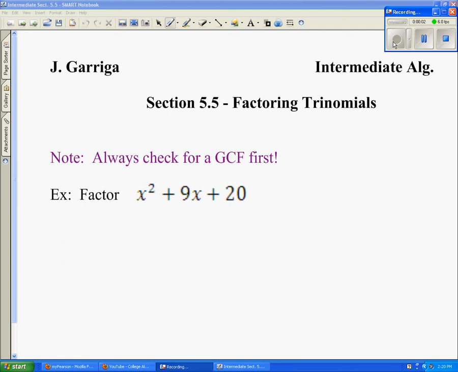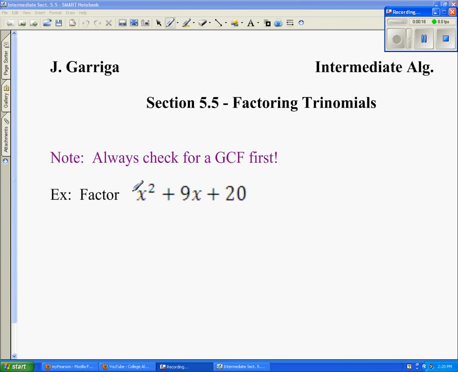In section 5.5, we're going to be factoring trinomials. The first thing we always do in all factoring problems is check for a greatest common factor. There is no greatest common factor in our first problem, so the next method, when it is a trinomial, we're going to use something called rooftop.